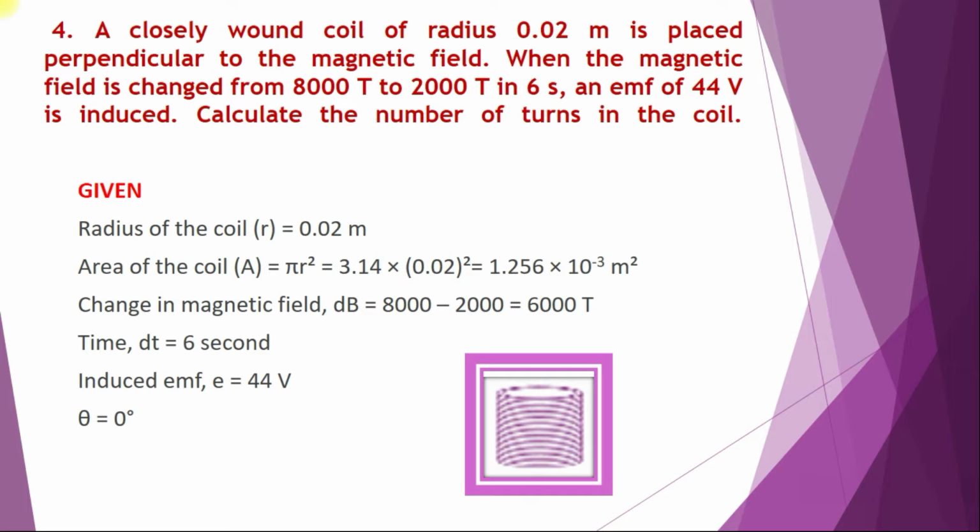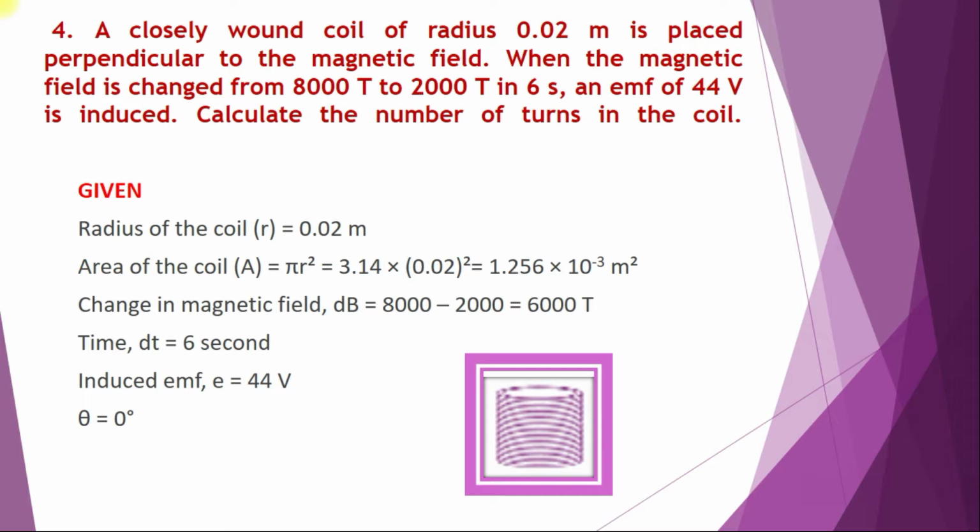So first let us write the given. The radius of the coil R is given as 0.02 meters. Area of the coil A is equal to pi r square. So pi value is 3.14 into r square. R value is 0.02, so the square will be 0.02 the whole square. So the area of the coil is 1.256 into 10 power minus 3 meter square.